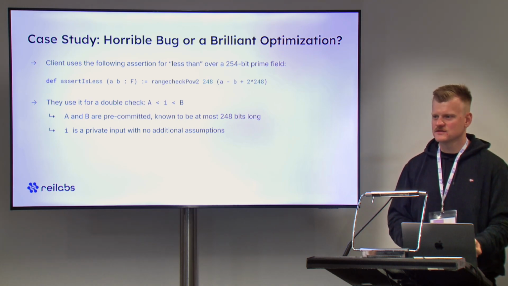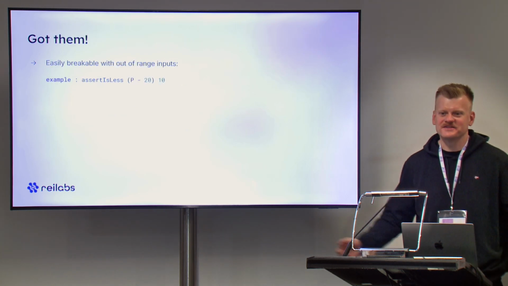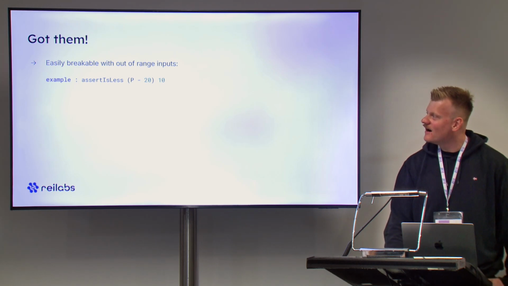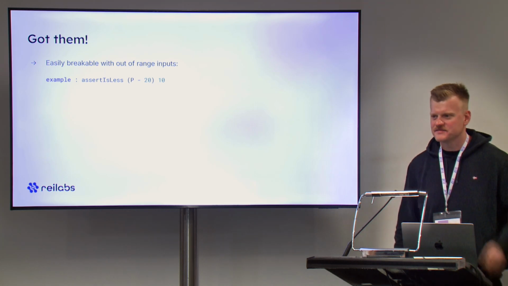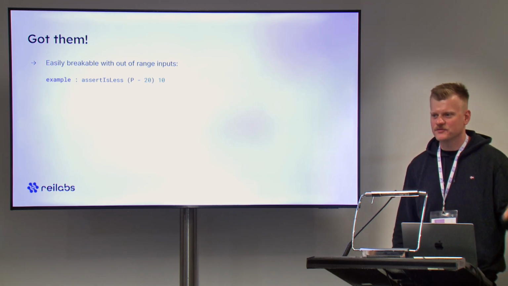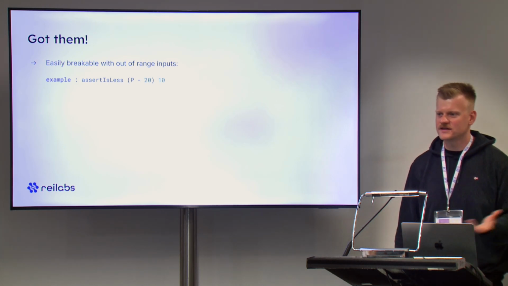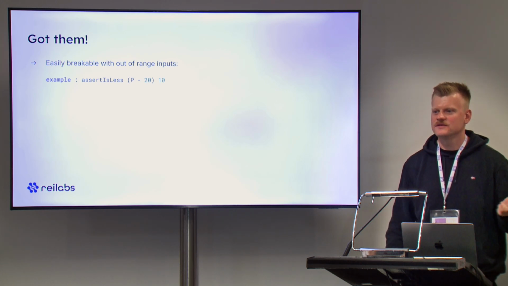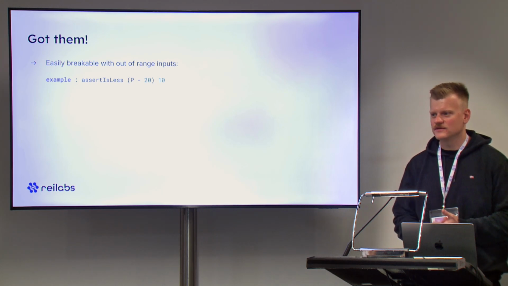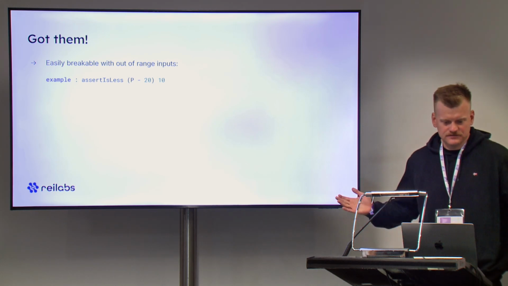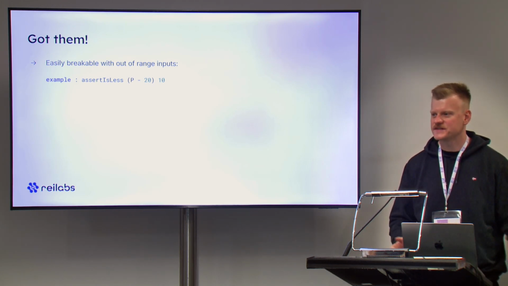But I was not. So my first thought: got them, right? They are using a range check wrong. Here I go. This is an example of assert is less, P minus 20. P is the field I'm working in. So this is a huge number because this is happening on the BN254 curve. This is a huge 254-bit number, and I'm proving it's smaller than 10. That is definitely not what they've intended. So hooray, I got them, right? I got a very nice finding to write in the final report. It's broken, we saved you.